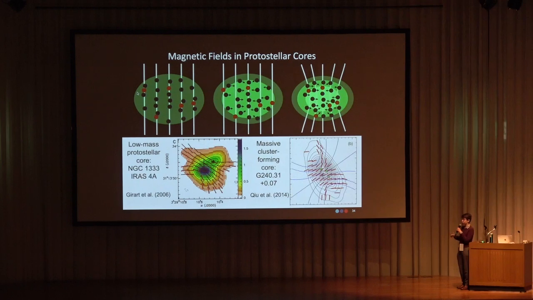Interferometric observations of protostellar cores, so cores that already have stars formed within them, in some cases do show this hourglass geometry. Famously, the NGC 1333 IRAS-4A low-mass protostar, but also here we've got a massive cluster-forming core, G240.31, that also shows this characteristic geometry. But that's in some of the objects that already have formed stars.